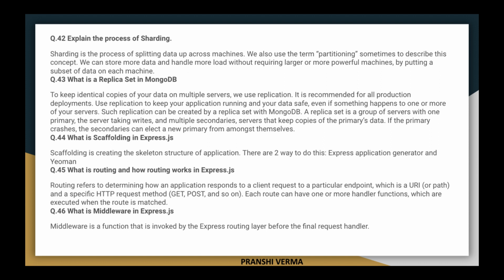Answer. Sharding is a method of horizontally scaling a database by partitioning data across multiple machines or nodes in a cluster. It involves breaking up a large database into smaller, more manageable pieces called shards. The process of sharding typically involves the following steps. Planning and preparation. Before sharding, it's important to carefully plan and prepare for the process.